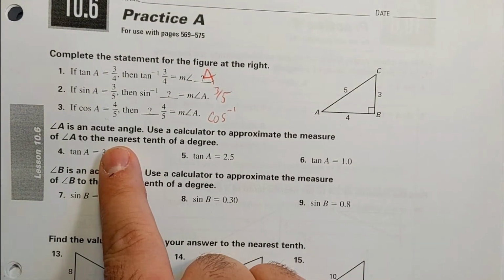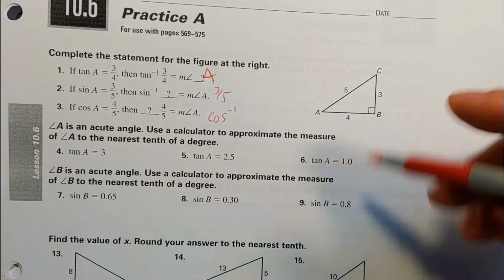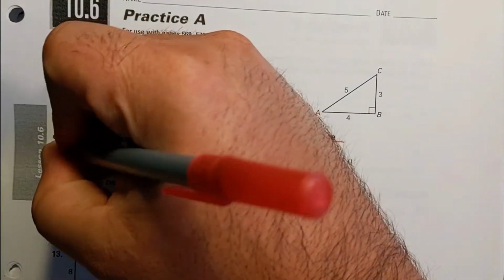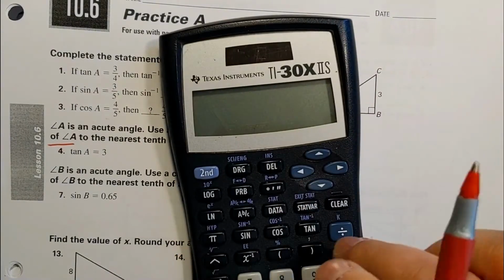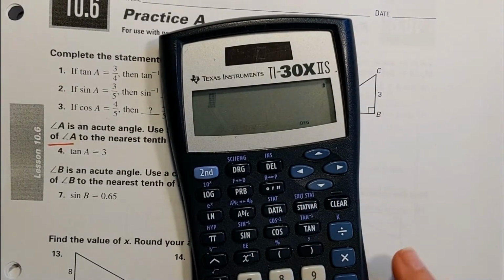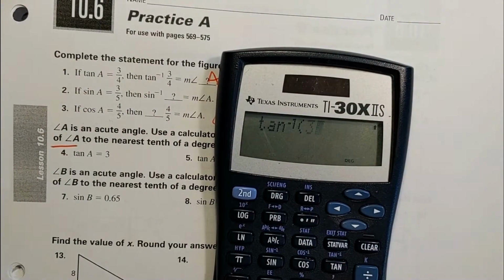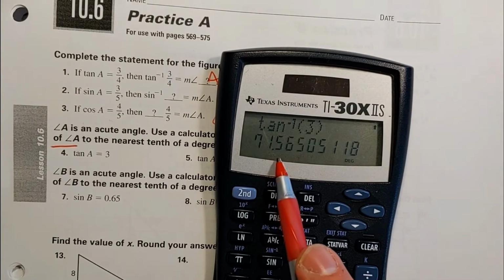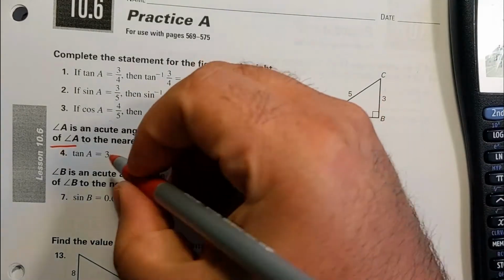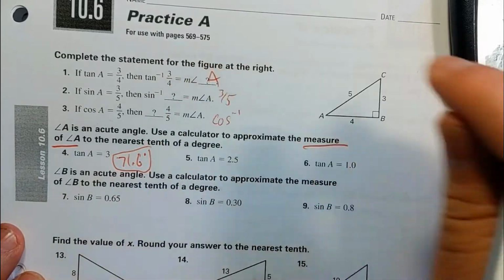Next part, it says angle A is an acute angle. Use a calculator to approximate the measure of angle A. So if you're looking for the measure of angle A, you're not just going to put tangent of 3. You're going to do the inverse tangent. So you're going to go second tan and then 3. And that's going to give you 71.6. So that means the angle A is 71.6 degrees.